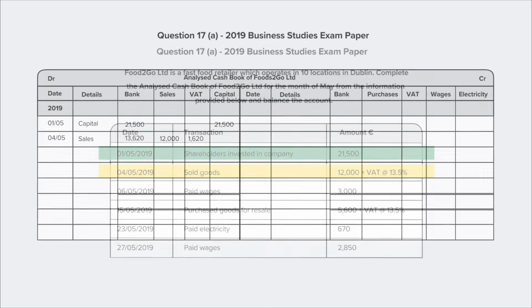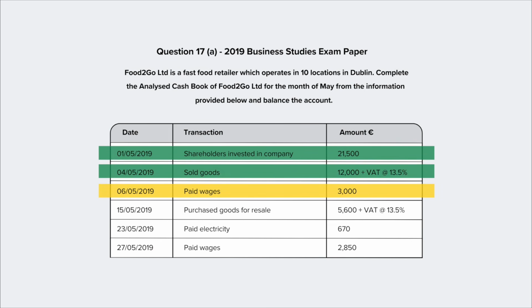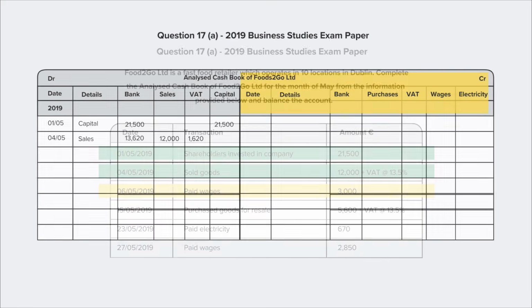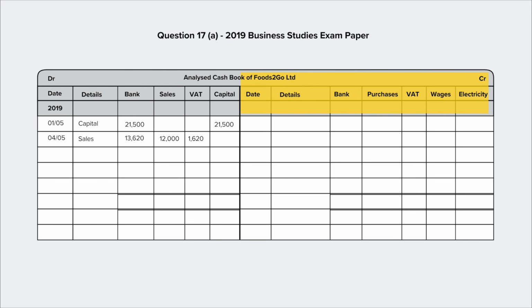Now that we're done with that, we're on to our wages that were paid on the 6th of May for 3,000 euro. Back to the cash book, we just ask ourselves, was that money in or money out? We paid those wages, so that is money out, which goes on the credit side of the cash book, which is on the right hand side. We follow the same method here, insert the date and details. Next, we'll have a look over for a wage column where you put in that amount, which is 3,000 euro.